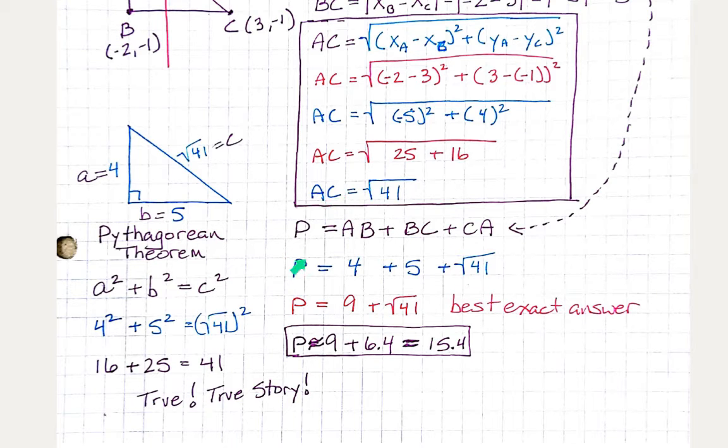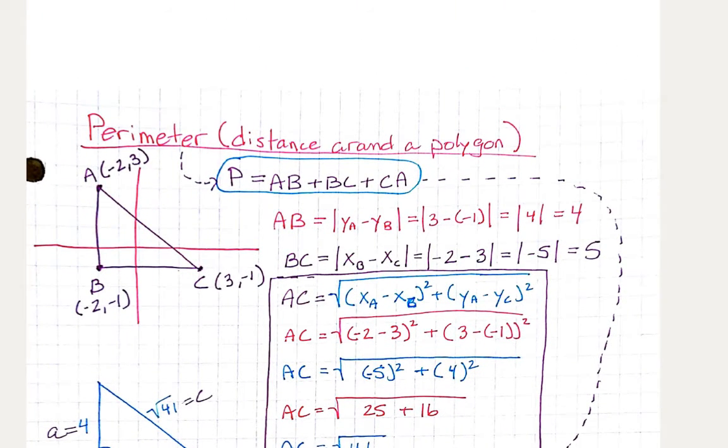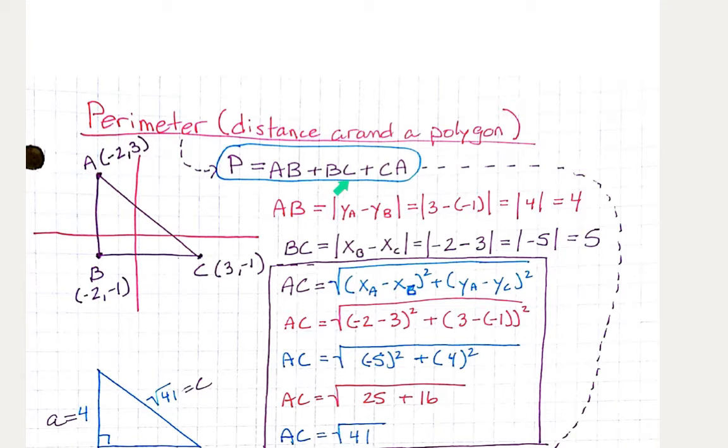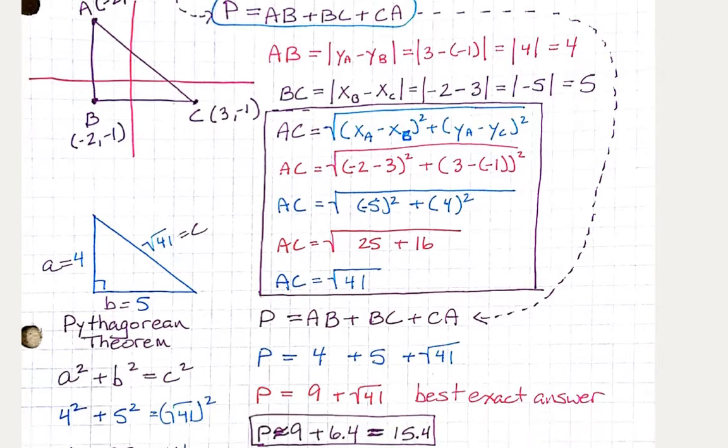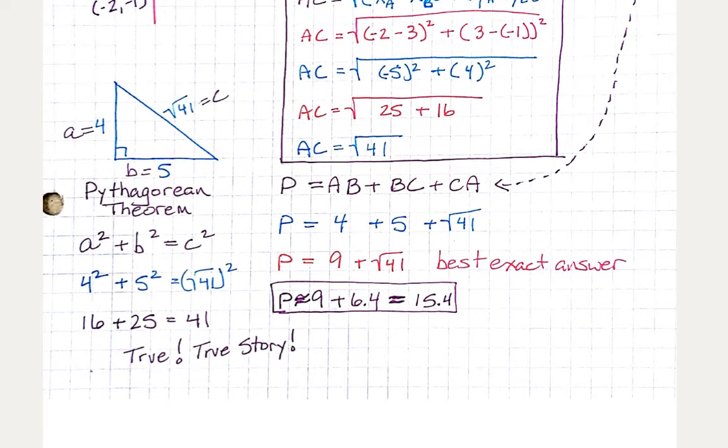Anyways, going back to our perimeter problem, we've got AB plus BC plus CA. That was our, go all the way back up here at the top. So, yeah, there was our original perimeter, the three sides added together. Follow my line down. And here we are. So AB was 4, BC was 5, and CA was square root of 41.